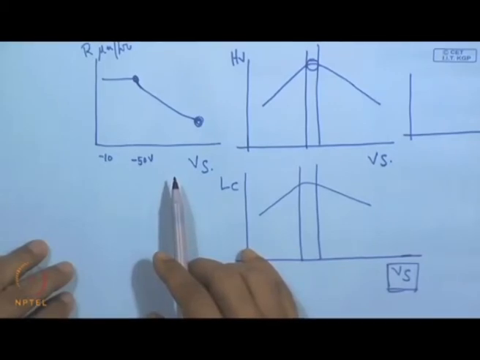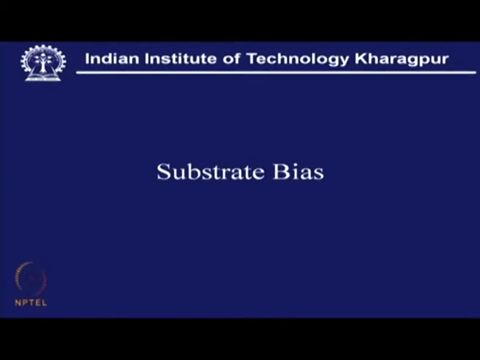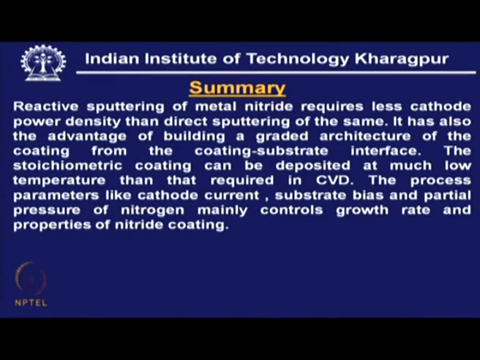So, finally, what we see is that the substrate bias, substrate cathode current, and partial pressure of nitrogen are the few things which actually control the property of the coating. With that, we can say that reactive sputtering of metal nitride requires less cathode power density than direct sputtering of the same. It is also an advantage for building a graded architecture of the coating right from the coating-substrate interface. That means, with pure titanium, by changing the amount of nitrogen with respect to titanium a little, we can reach stoichiometric titanium nitride.